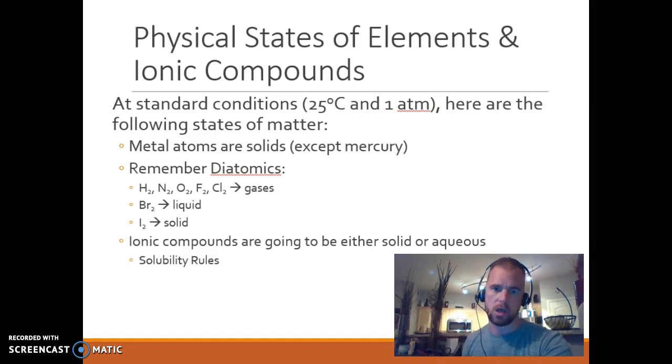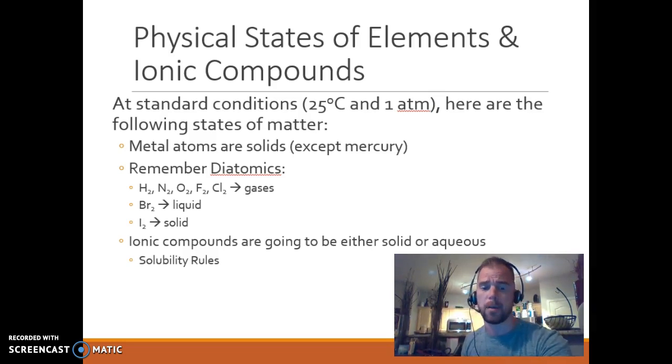Metals are going to be solid. The exception for that is mercury. Mercury, Hg, is liquid, but all other metal atoms are going to be solid. Remember your diatomics. There's the 7 diatomics that are right down here. Of the 7, 5 of them are gases: hydrogen, nitrogen, oxygen, fluorine, and chlorine. Bromine is the only diatomic that's liquid. Iodine is the only diatomic that's solid.